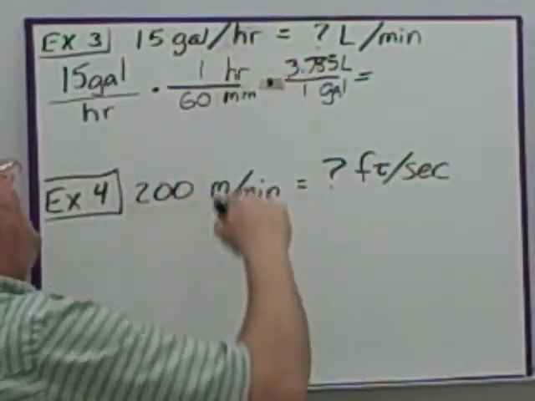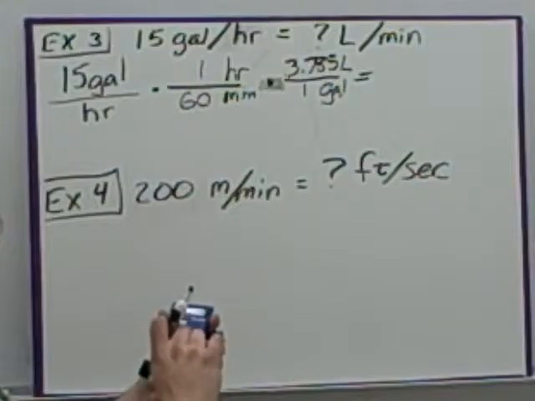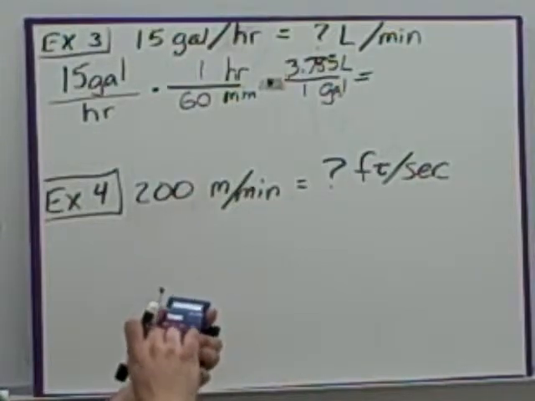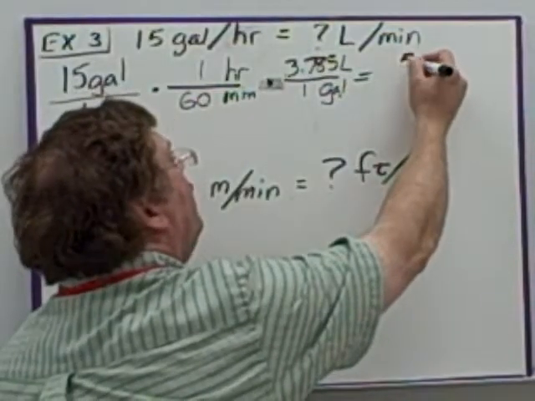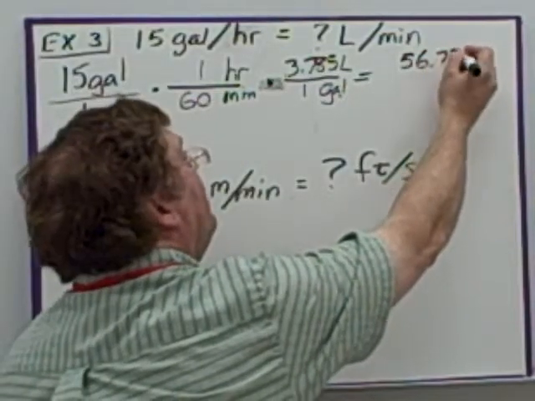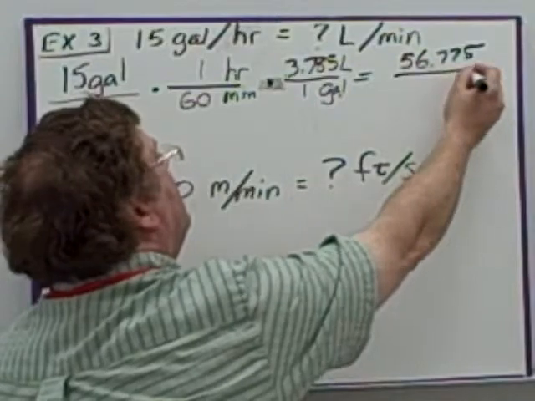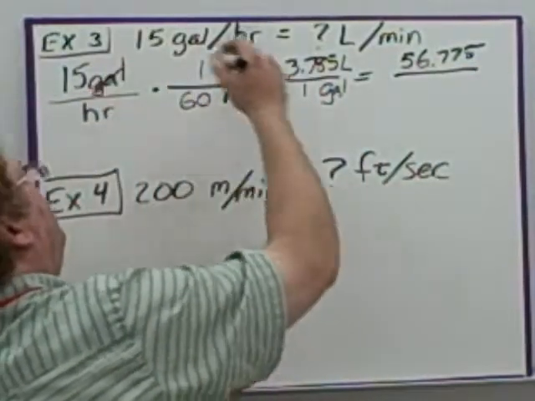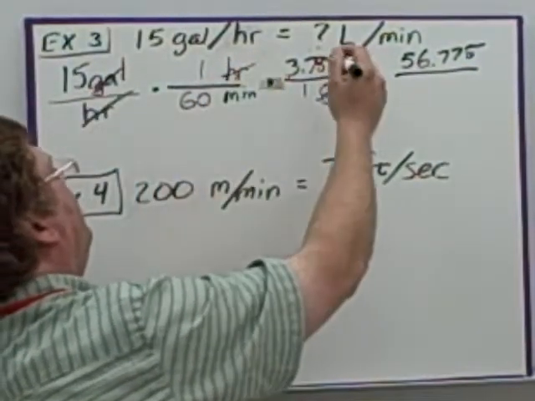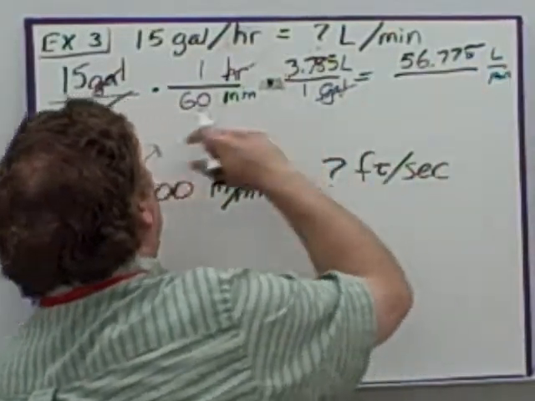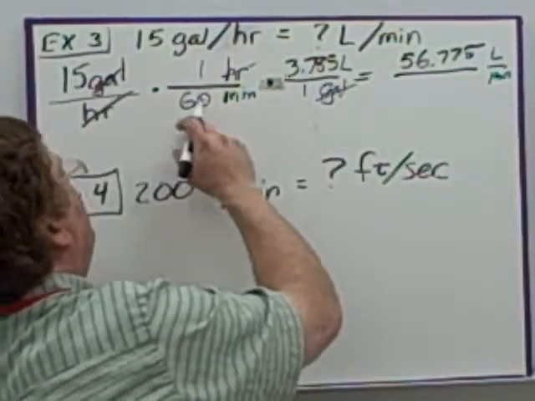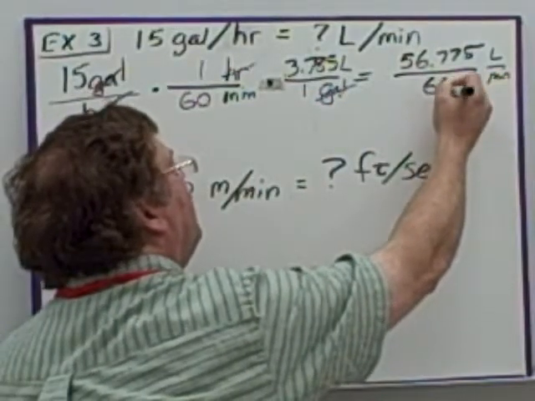So we multiply the tops, which means we're going to do 15 times 3.785 times 1, which is still going to give you 56.775. The gallons will cancel, the hours will cancel, we'll be left with liters per minute. On the bottom here, 1 times 60 times 1 is going to give us just 60.